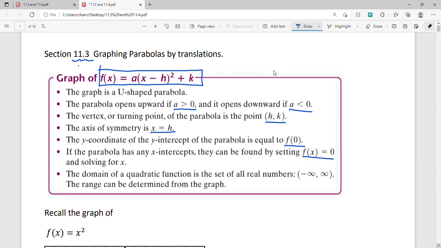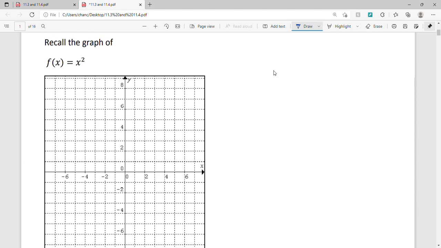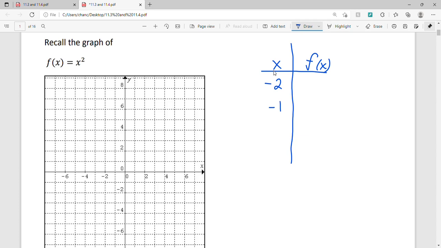Let's get started. We'll look at the parent graph of all parabolas, and that's the simplest one, f of x equals x squared. For this, I like to make a table for the values. Let's pick x, and we'll pick f of x. So I'll like to pick points like -2, -1, 0, 1, 2. These are just random points, but they give us a general idea of what the parent of all parabolas looks like.